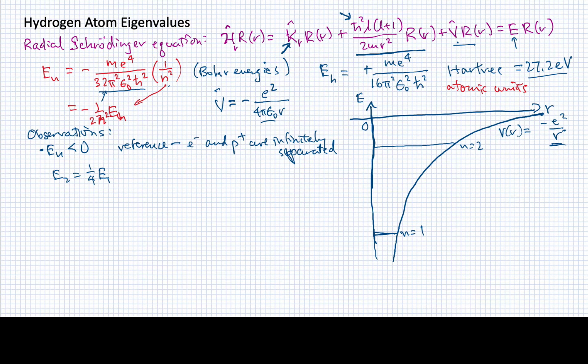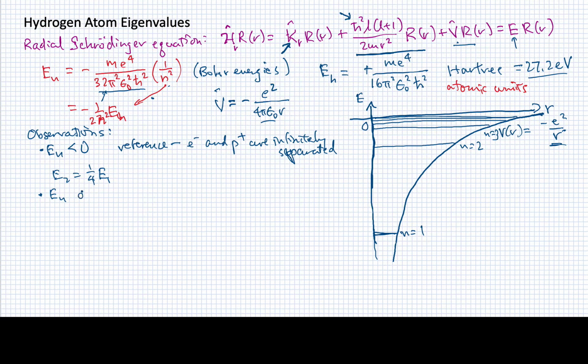n equals 3 would be 1/9 of n equals 1. So it's a little less than 1/2 of n equals 2. So n equals 3 is up here. And I hope you can begin to see the picture that the energy levels of the hydrogen atom, in fact, get much closer. n equals 4 would be up here. And they get very close together as we go up higher and higher in energy. So in fact, what this formula is predicting is this kind of picture of the energy levels of the hydrogen atom.